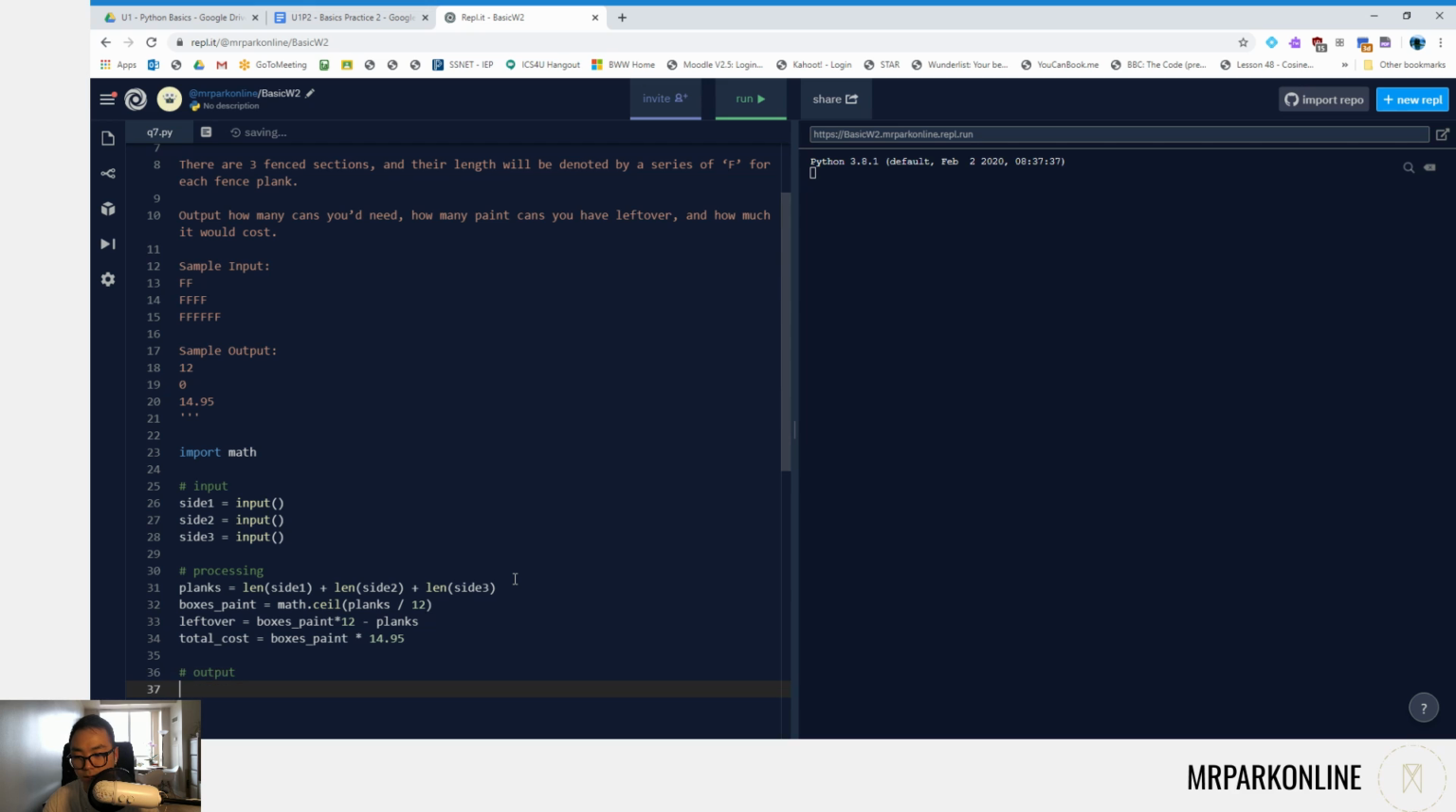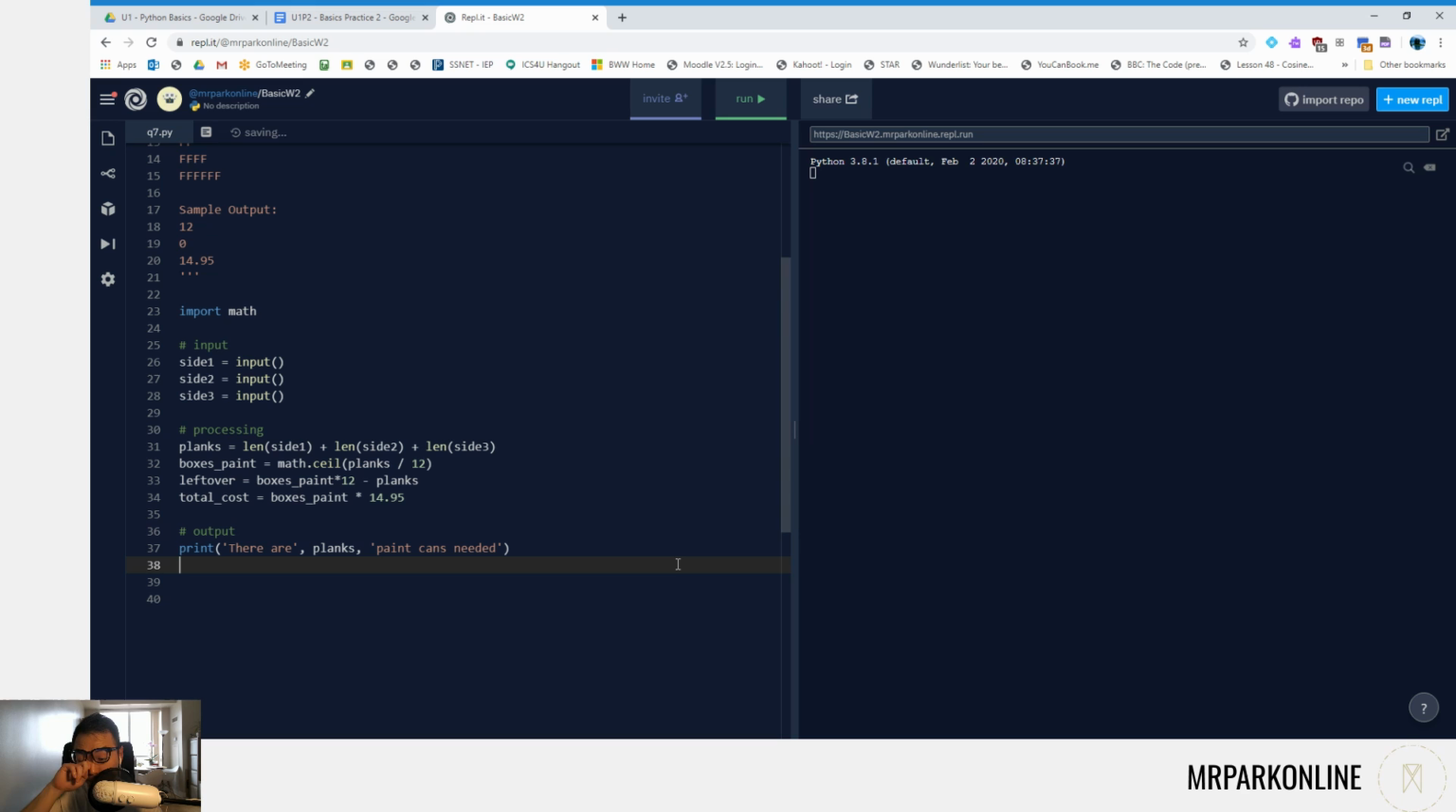Let's do our output now. So print, there are planks, or paint cans needed, because to paint all those planks. On our second line, we're going to go print, there are leftover paint cans left over. Print total cost. Just total cost.